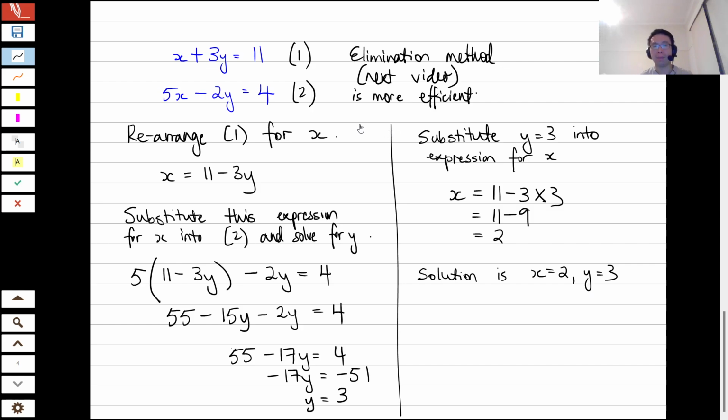So let's check. 2 plus 9 gives me 11. 10 minus 6 gives me 4. So we know this solution is correct.